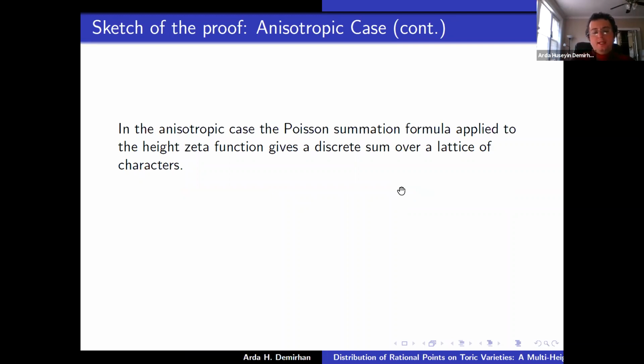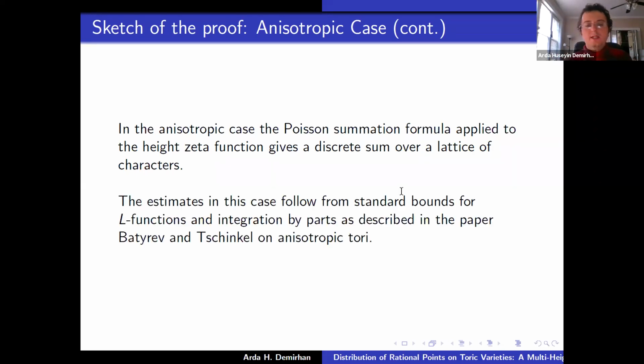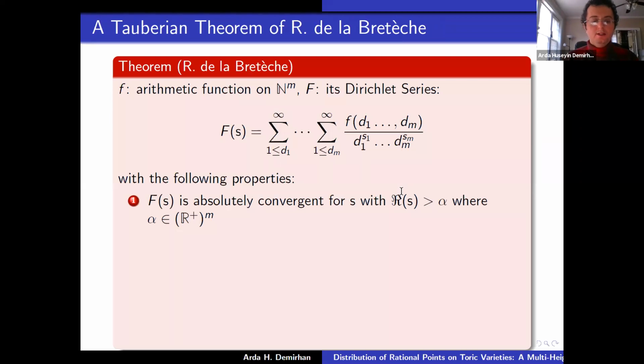The Poisson formula applied to the height zeta function gives a discrete sum over a lattice of characters, because we are in the anisotropic case. And again, by referring to the same paper of Vatiliev and Schinkel, we get this domination estimate from the standard bounds for L functions and integration by parts.